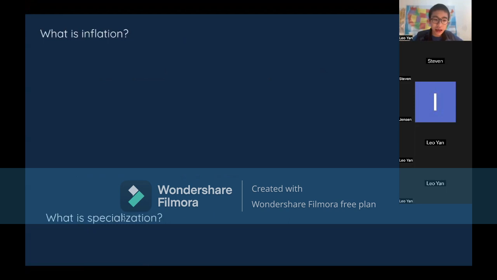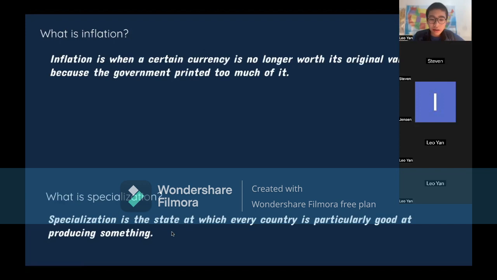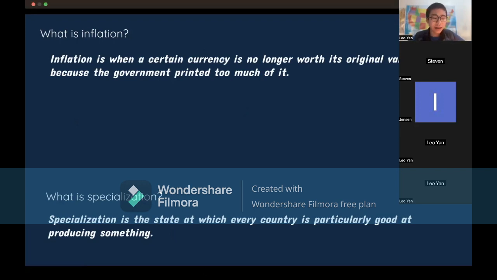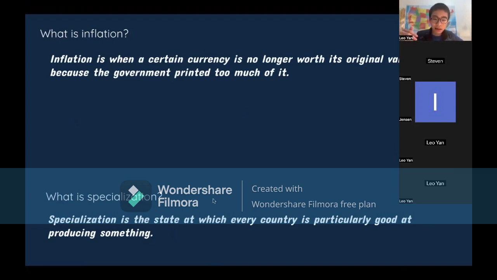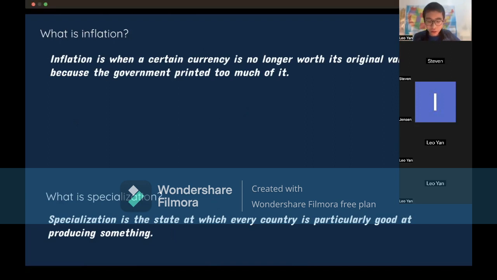What is inflation, and what is specialization? So inflation is when a certain currency is no longer worth its original value because the government printed too much of it. This is a complicated concept that I explained, I think, in our first or second lesson. So it's quite complicated, actually. And you can look back at the video if you don't understand my explanation. So basically, it revolves around the idea that the whole value of money is derived from the fact that it's rare. You can't go out onto the streets and just pick up money like you pick up leaves, right?